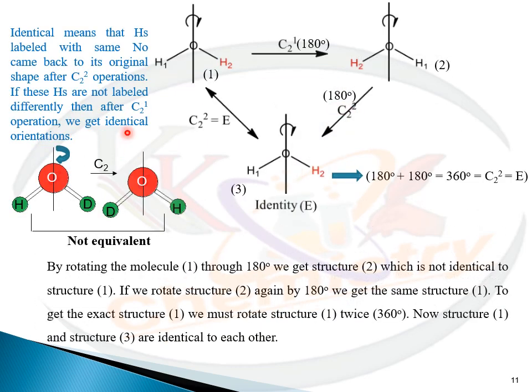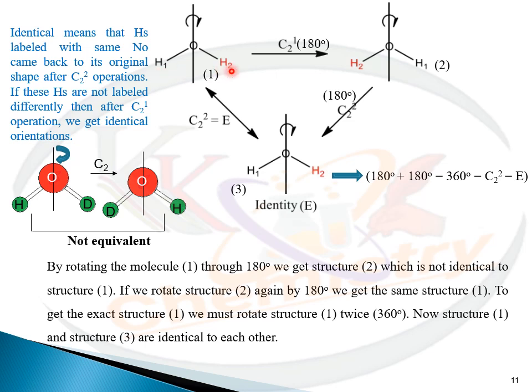Here is another example of a water molecule. We are dealing here with identity. The other symmetry elements will be discussed stepwise. As you can see, identity means that the hydrogens labeled with the same number came back to their original positions after a twice C2 operation. Then we get an identical structure. These labels are just to differentiate one hydrogen from the other.